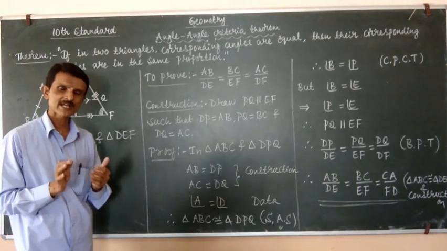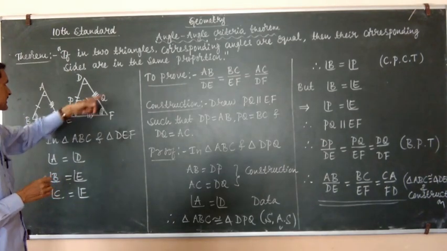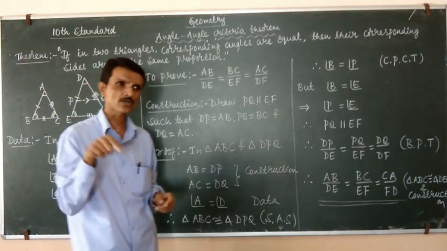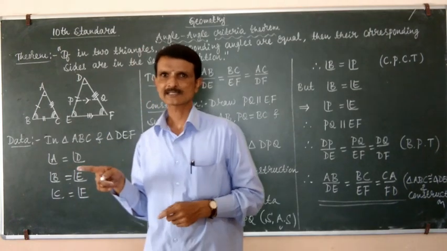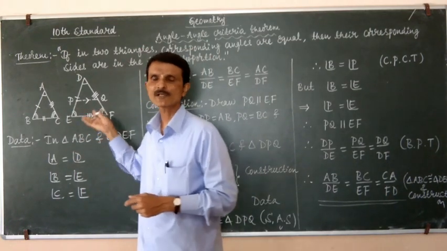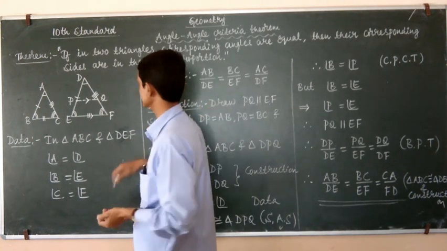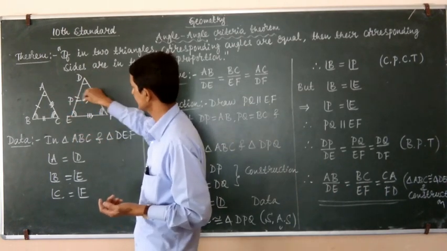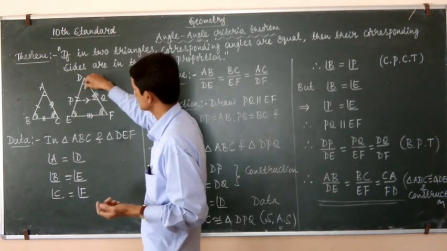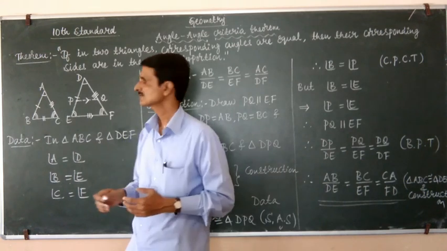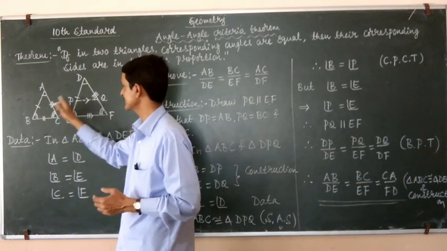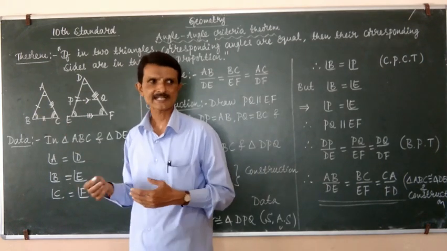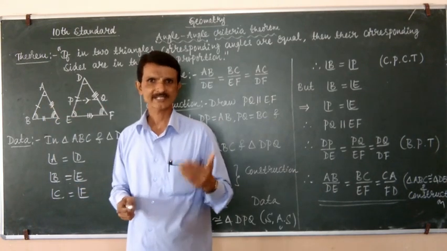So now students, first we have to prove. If you observe the second triangle, we got another new triangle. So what is the name of the new triangle which is formed by joining the points P and Q? Yes, that is DPQ. DPQ is the other triangle. So now we have to compare this DPQ with ABC, and these two triangles are congruent.